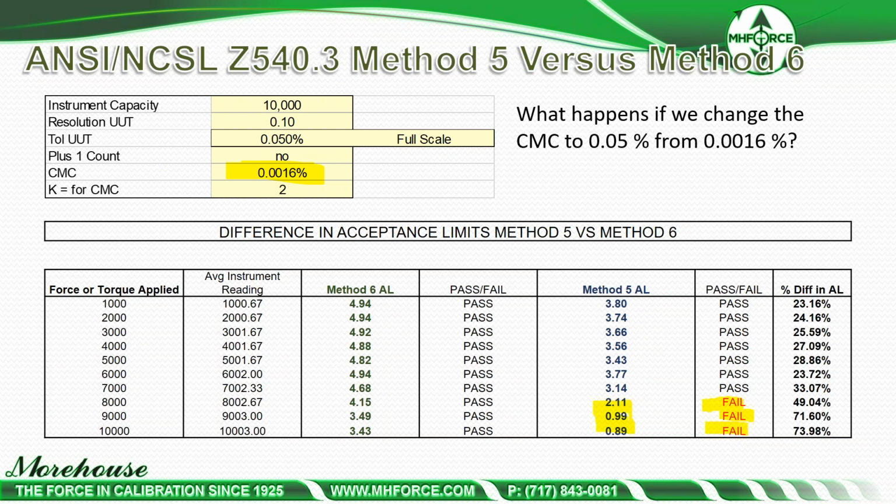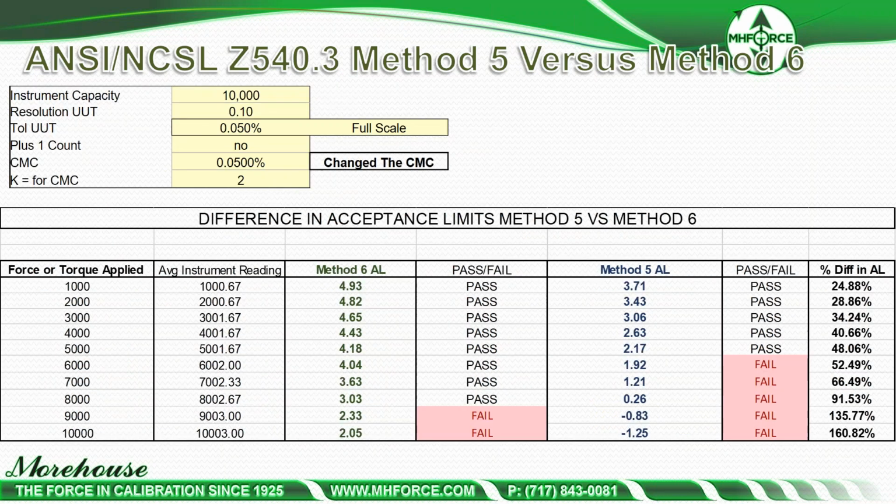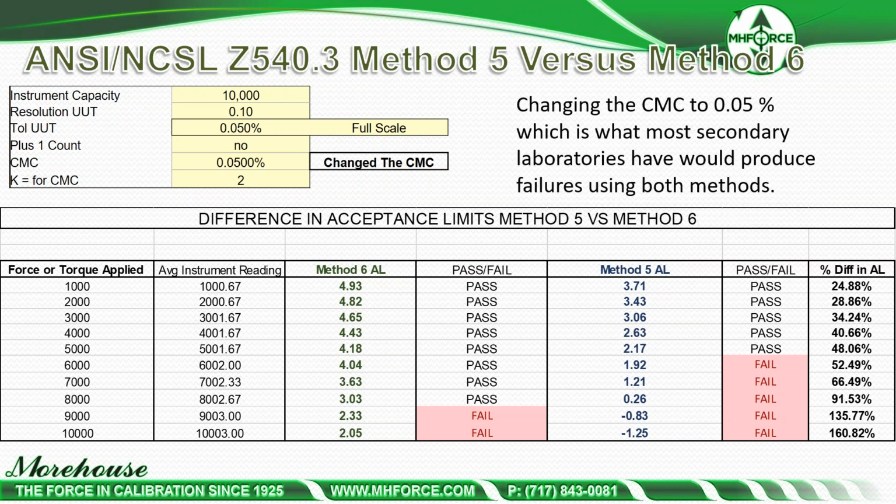So in this scenario, we're using 0.0016. We put this in our dead weight frame and did the calibration. What happens if we go to the next calibration supplier down, that accredited cal supplier? Same data sets, nothing else has changed except for the calibration supplier. Well, in this scenario, this supplier would have to fail both methods because of their uncertainty. So they produce failures for both methods.